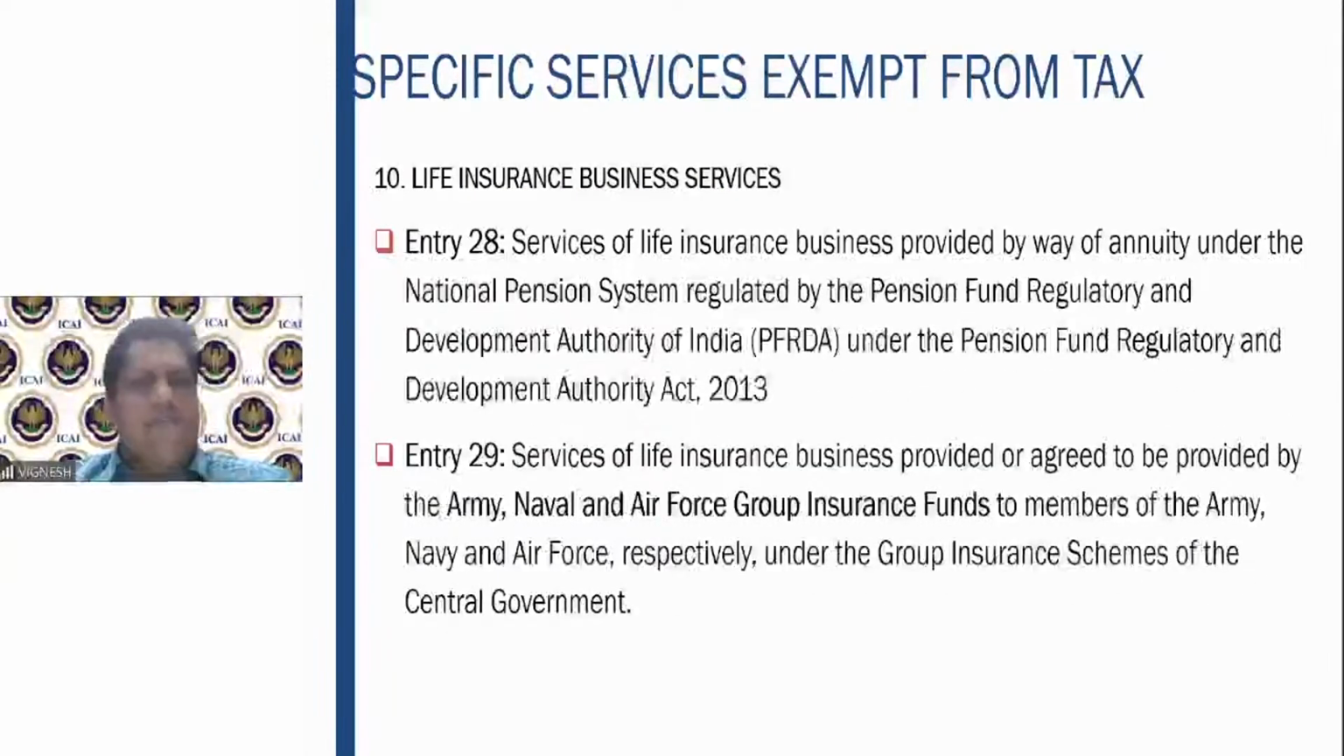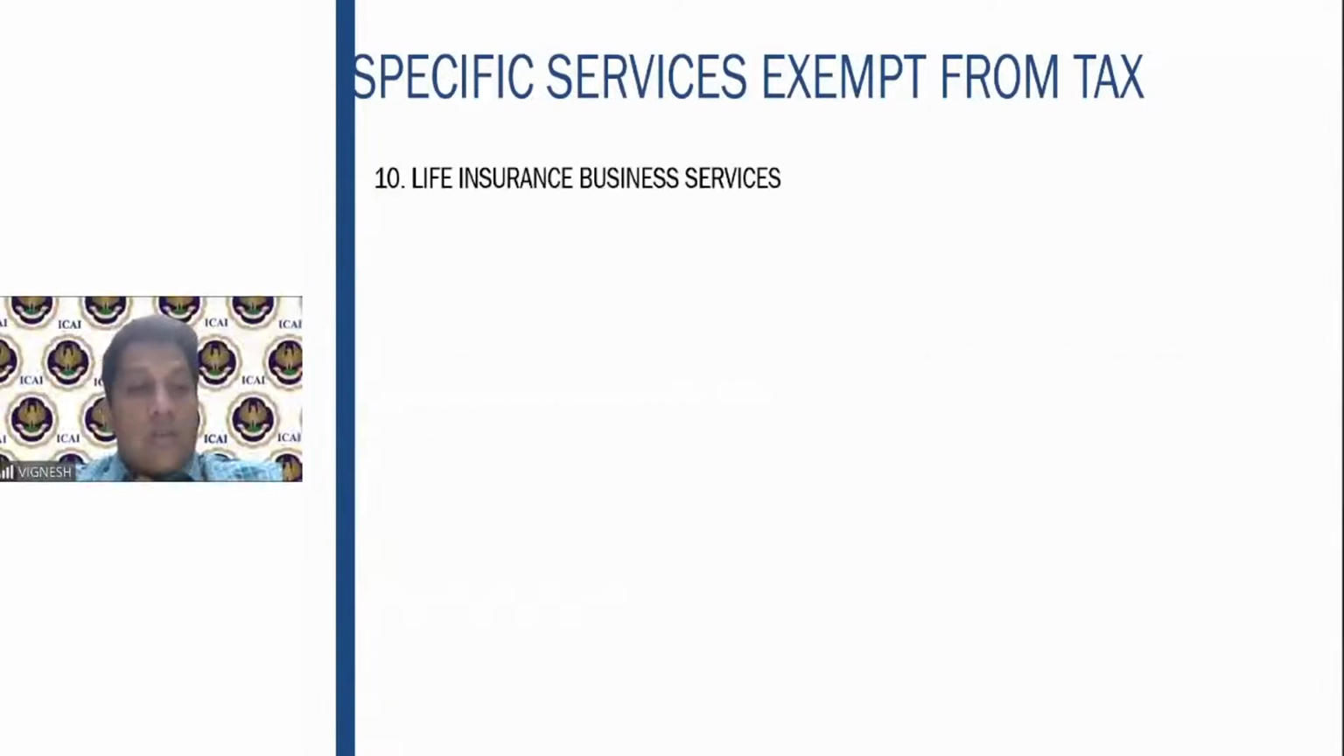Then life insurance business services. As I told you, please go through all of these. Services of life insurance business provided by way of annuity under the National Pension System or regulated by the Pension Fund Regulatory PFRDA are exempt. Life insurance business provided or agreed to be provided by the Army, Naval and Air Force group insurance funds. These group insurance funds provide the services to the members of the Army, Naval and the Air Force. These are also exempt.